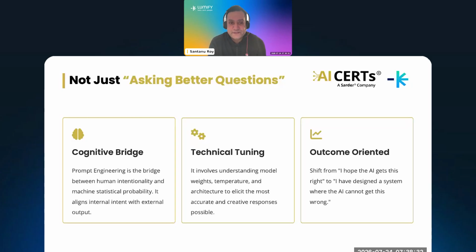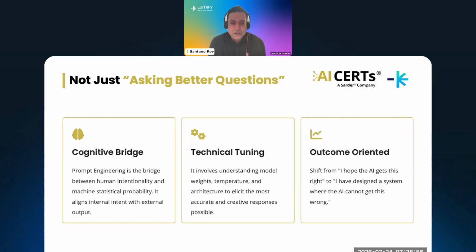But please note that prompt engineering is not just asking better questions. Engineering is a branch of science. It has been designed in a way so that you get good results every time. Now, in order to get good results every time, there are a couple of things you need to be aware of. Number one, cognitive bridge.